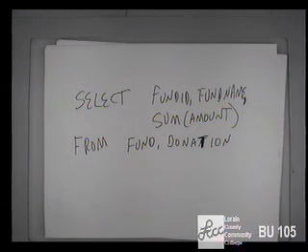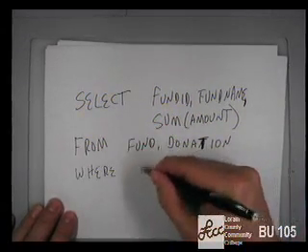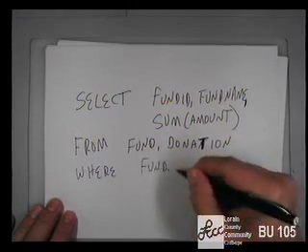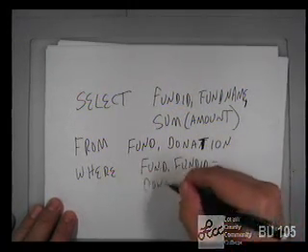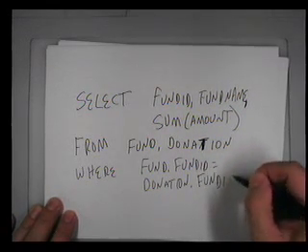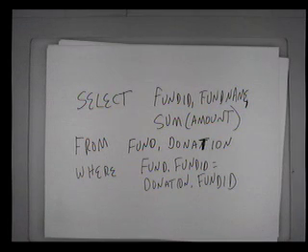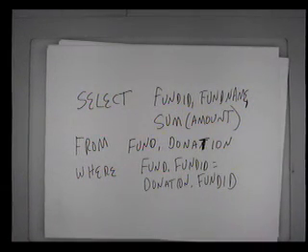What's next? Yeah, right. Where? Exactly. Where fund.fundID equals donation.fundID. All right. We know we have more than one table, so we know we have to match them up somehow. And you're going to match them up via the primary key of one to the foreign key of the other.